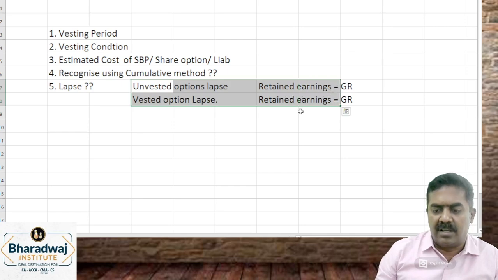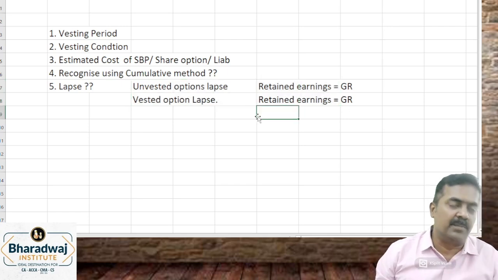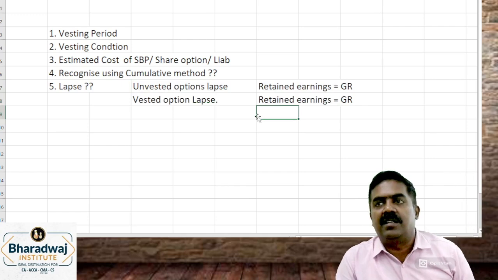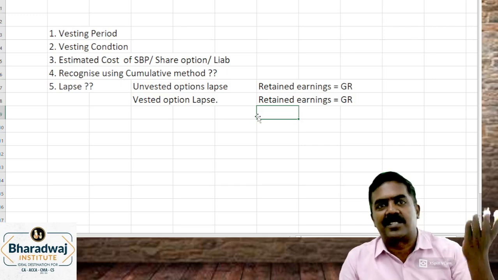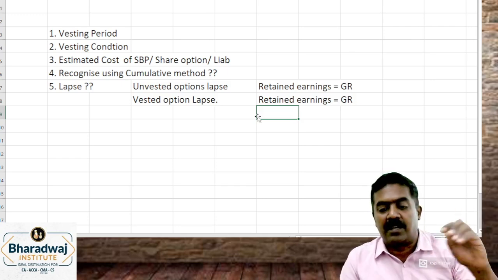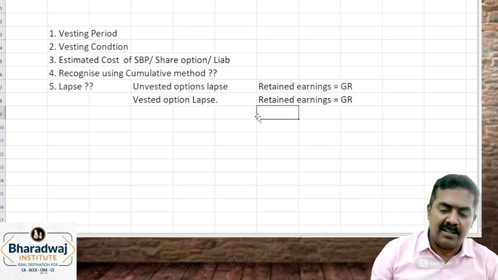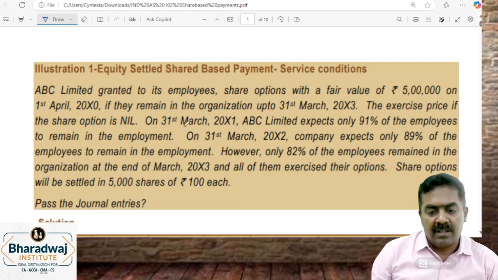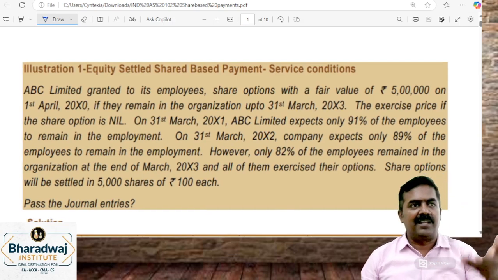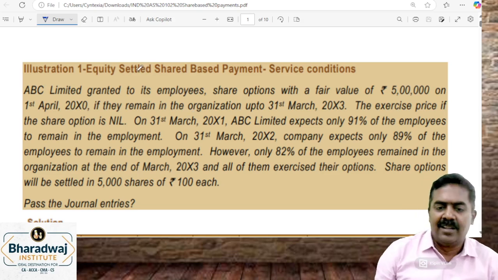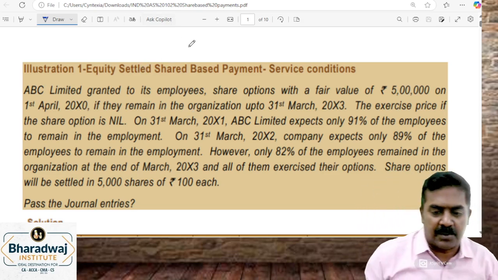If options lapse, what to do? Whatever it is, adjust it with which one? General reserve. Because the provision was created over 3 years, if in the 4th year a lapse happens and you transfer it to the P&L account, it will overstate the income of that year. So it's better to transfer to which account? Retained earnings account. All these questions I've taken from ICAI material, because from where can they pick questions? From your material or from what? ICAI material, like that.